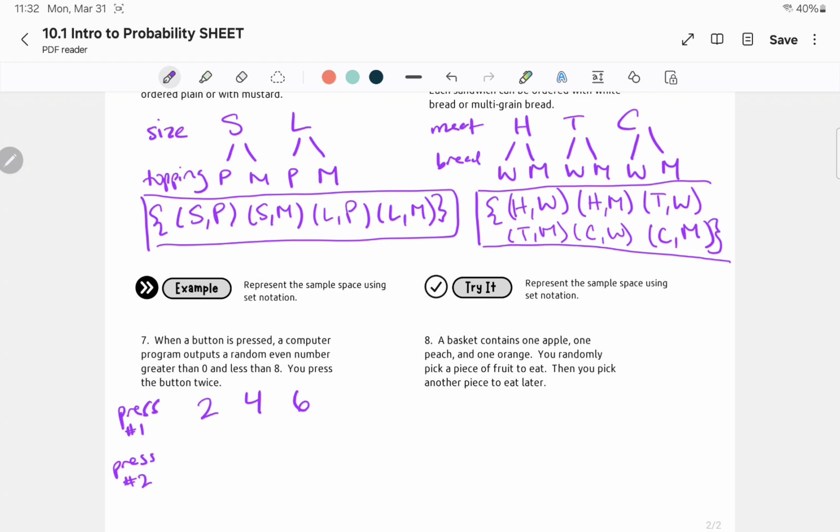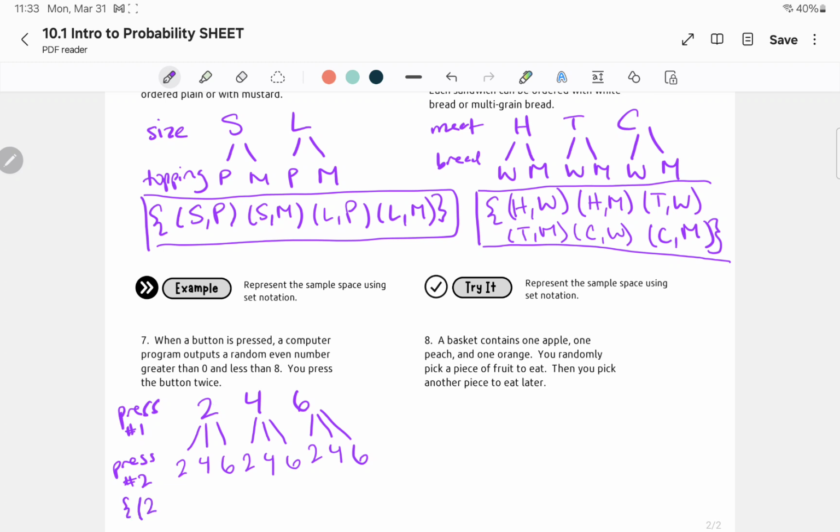So on my second push, if I press 2 the first time, I can get 2, 4, or 6 that second time, right? Since I'm pushing it twice, it's the same 2, 4, and 6 both times. But make sure that 2, 4, and 6 comes off of each one on the top. So see how that's gonna land me with actually 9 possibilities here. See if we can fit all these.